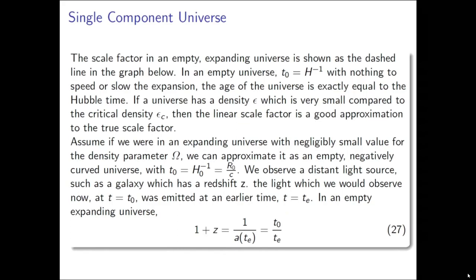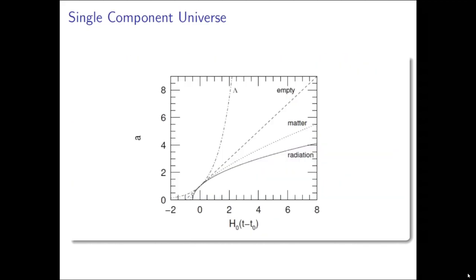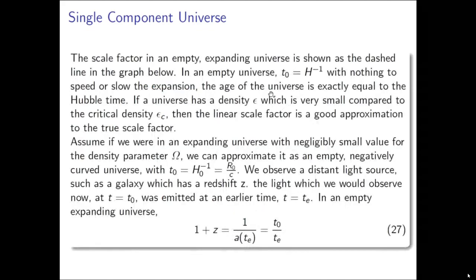So yeah, the scale factor in an empty expanding universe that we're considering is shown as the dashed line in the graph. It shows the dependence of the scale factor in the empty universe. In an empty universe, t naught is directly proportional to 1 by H, that is basically the Hubble's constant. So we can say that the age of the universe is exactly equal to the Hubble time, right? In this case, there is nothing to slow or speed up the expansion of the universe.